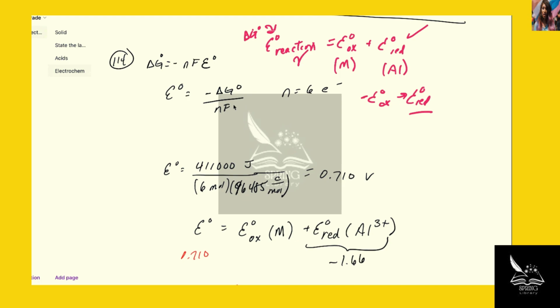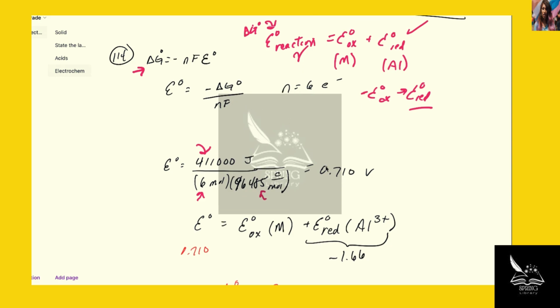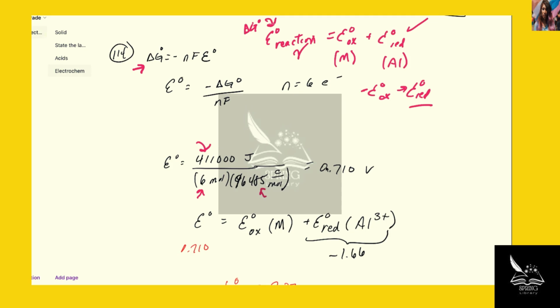So we start with delta G equals negative nFE0, and we rearrange for E0. Now, we have to identify the number of moles of electrons that are transferred in this reaction. And if you look at the balanced equation, that's going to be 6. So for E0, we have to convert delta G into joules first. Here's our 6 moles of electrons and Faraday's constant. That's going to be 0.710 volts.